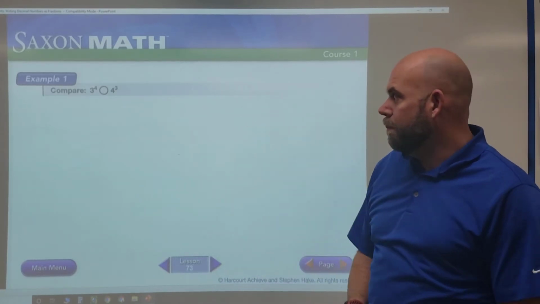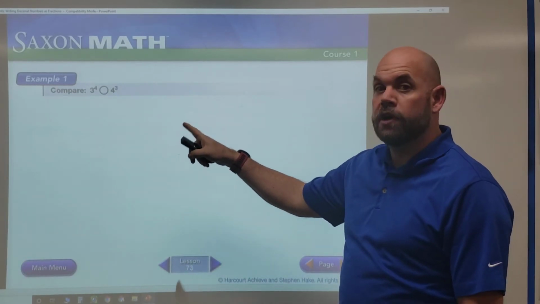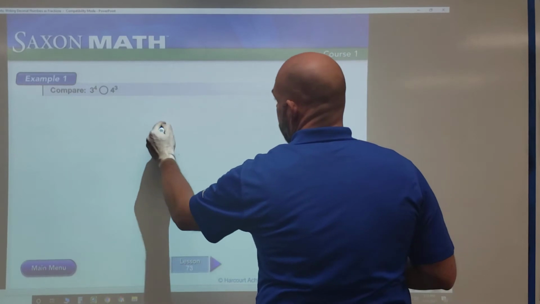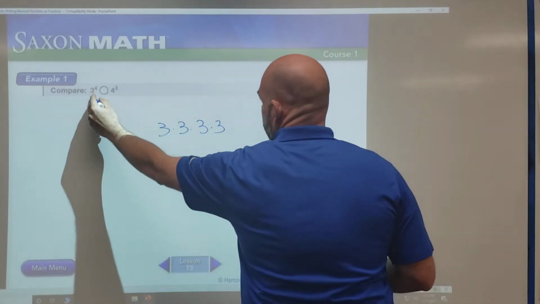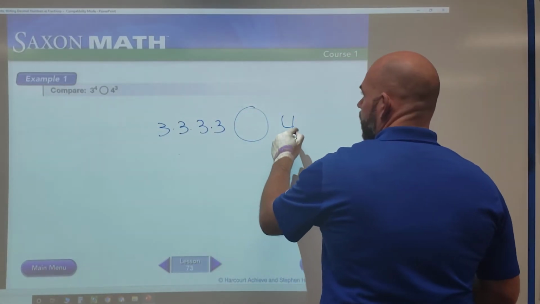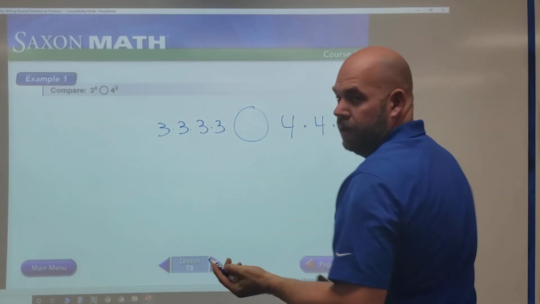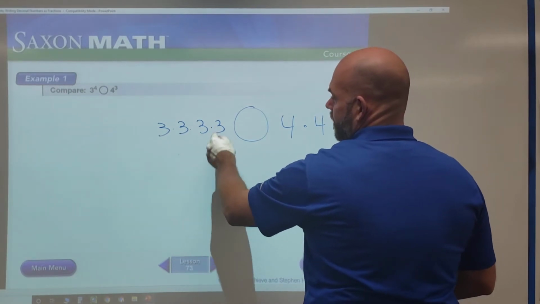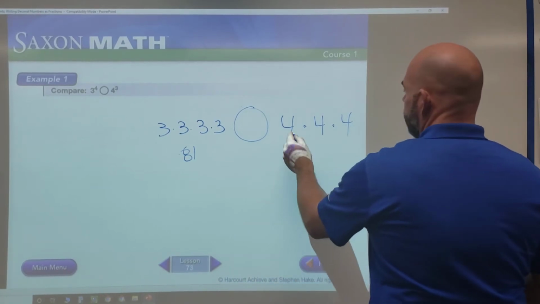So here, if we're gonna compare 3 to the 4th power and compare that to 4 cubed, what we have to do is write out the factors. So we're gonna do 3 times 3 times 3 times 3. That's the same as 3 to the 4th power. Is that greater than or less than 4 times 4 times 4? Okay, so we need to solve. 3 times 3 is 9, 9 times 3 is 27, 27 times 3 is 81. Okay, so we've got 81 on that side.